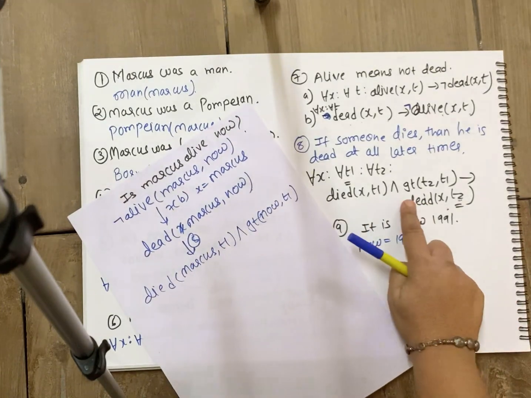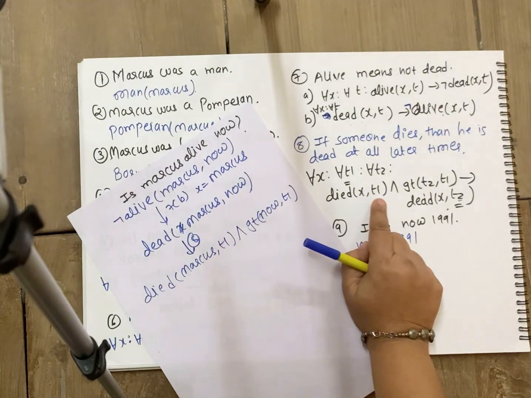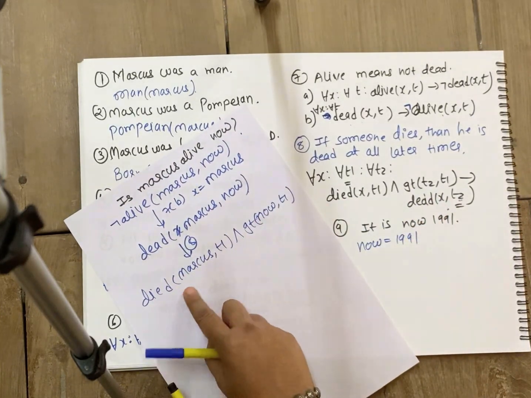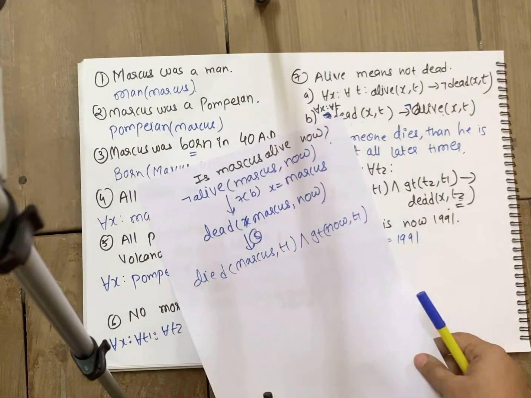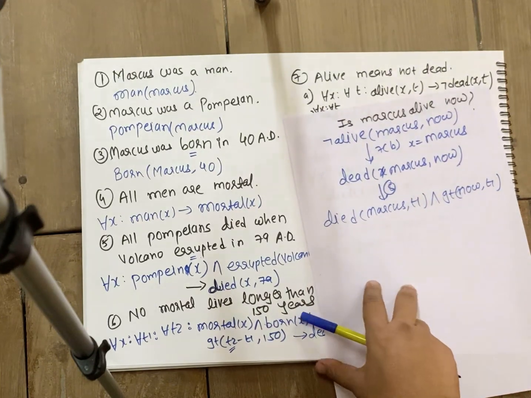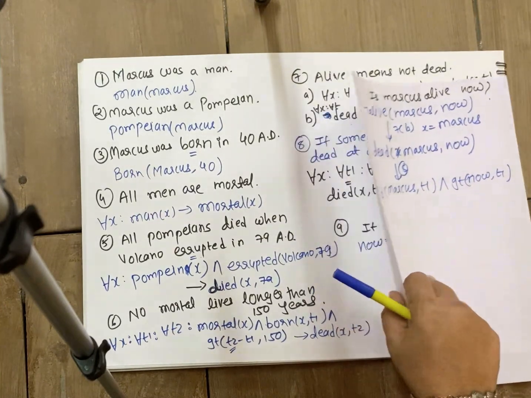Now why have we chosen this? We have chosen this because we already know that Marcus was dead at some particular time and we can use that particular predicate. So X comma T2 is replaced by the left hand side. So now we have died Marcus comma T1 and greater than now comma T1. We are going to search further ahead for how we get this.